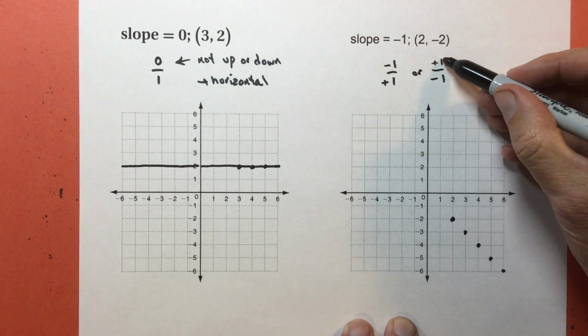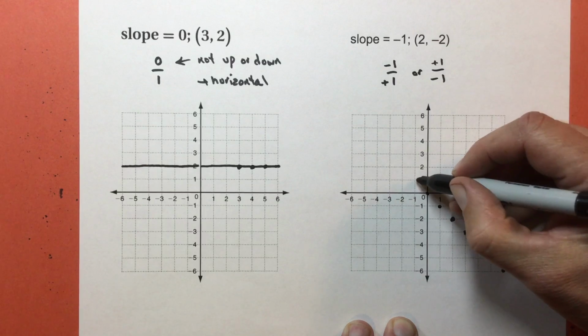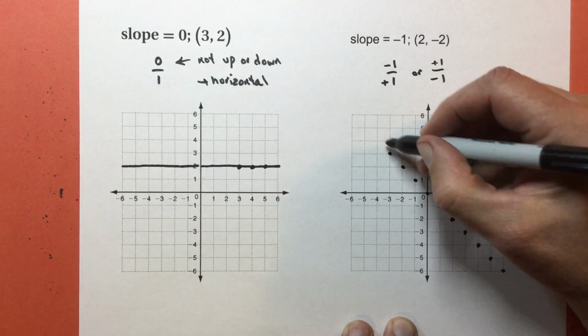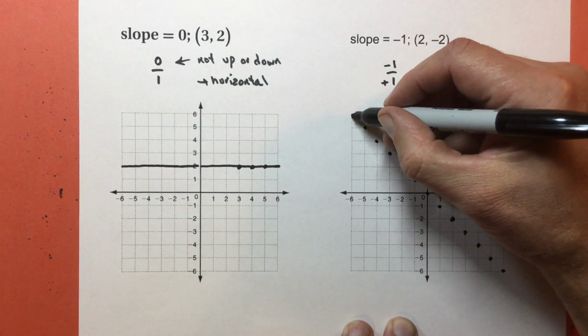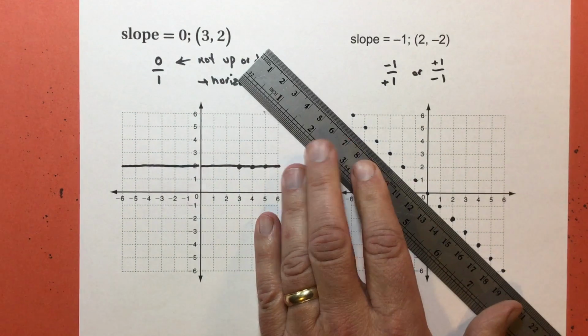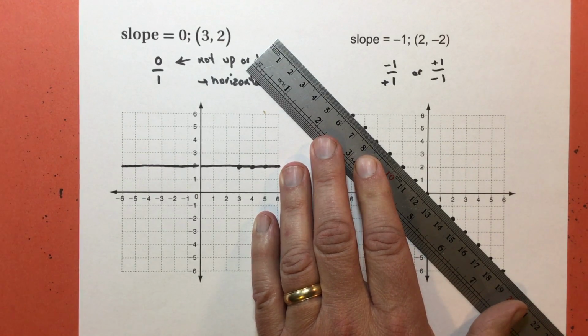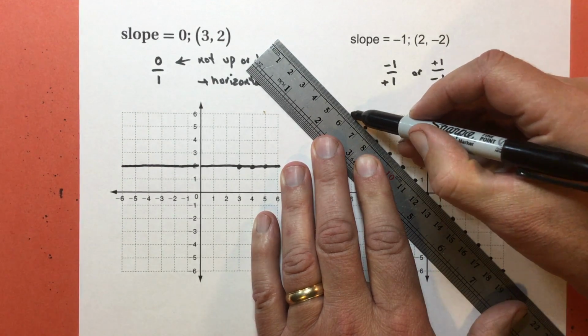This tells me to go up and to the left. So go up and to the left. And I can keep doing that all the way. I probably don't need to put all of those points in, but at least I'm showing you that you can, if that helps you while you're learning how to do this.